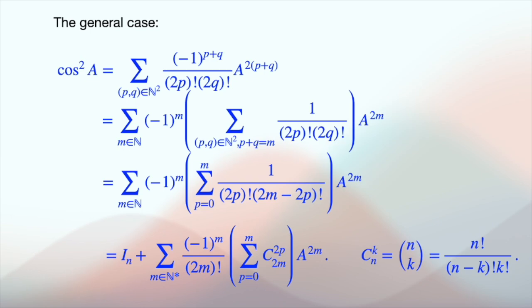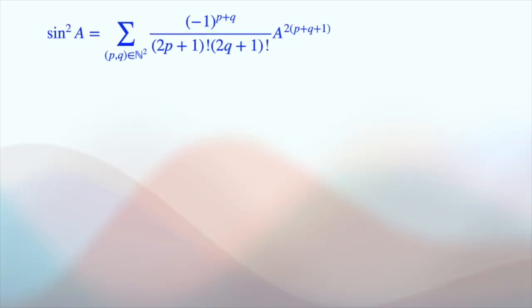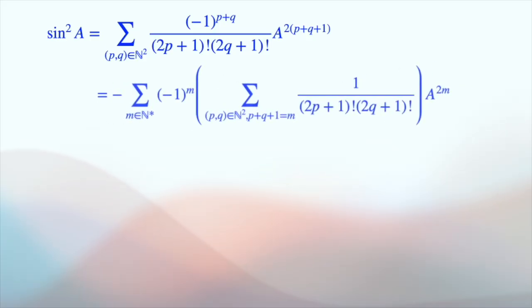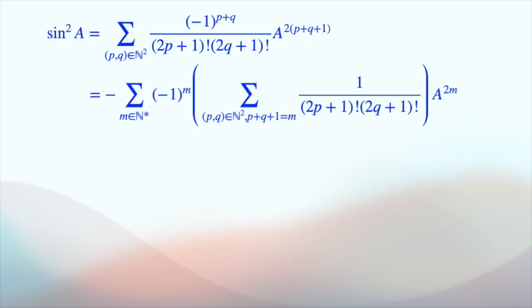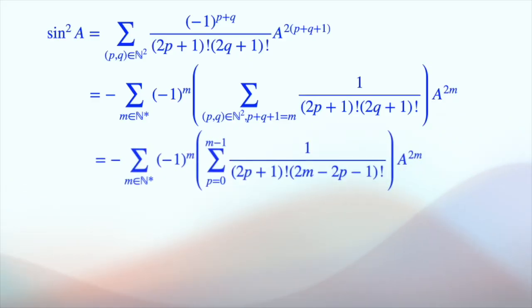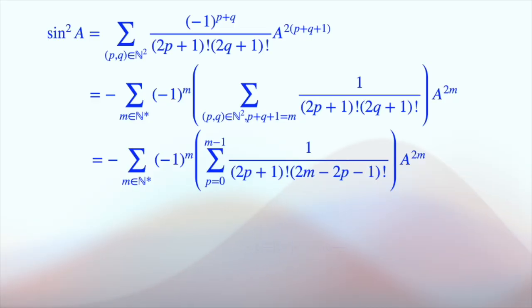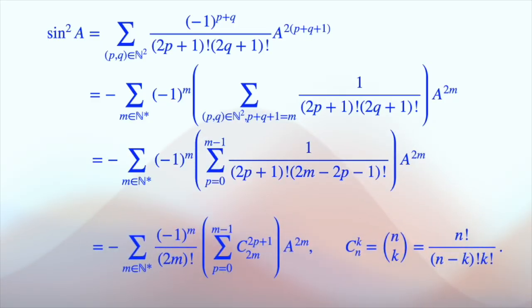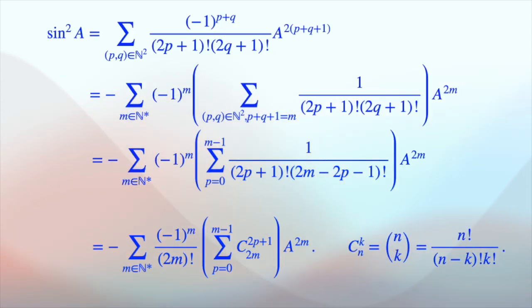We will do the same thing for sine squared A, and we will get that sine squared A is this double sum. We replace p plus q plus 1 by m, q by m minus p minus 1, and we get the same formula as the cosine squared A with the binomial coefficient.